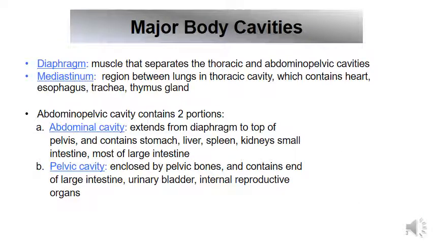And so what I just talked about before, the diaphragm is the muscle that separates the two cavities. Mediastinum, region between the lungs. So the mediastinum contains the heart, but also the esophagus, trachea, these other organs. Abdominopelvic cavity, and so what I was saying before, your main organs in the pelvic cavity are the bottommost organs.